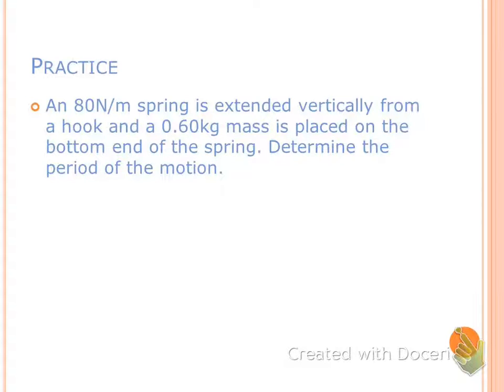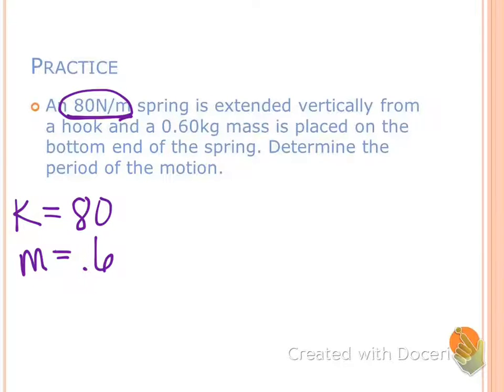All right, an 80 newton meter spring is extended vertically from a hook, and a mass is placed on the end. Determine the period of the motion. So 80 newton meters. Sorry, I'll give you just another minute. This is K. All right, vertically from a hook. That doesn't make a whole lot of difference to us right now. In future problems, it will a little bit, but here it doesn't make a difference for us. The mass is 0.6. Determine the period of the motion.